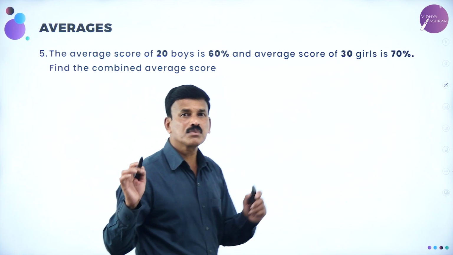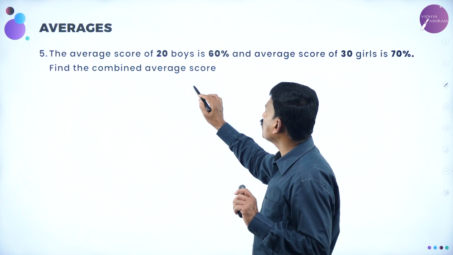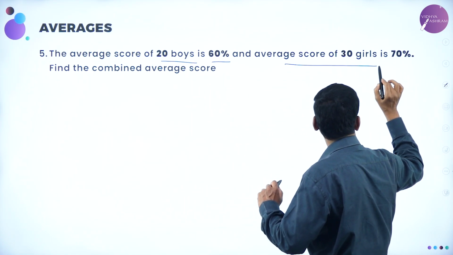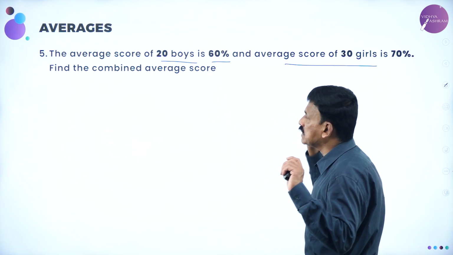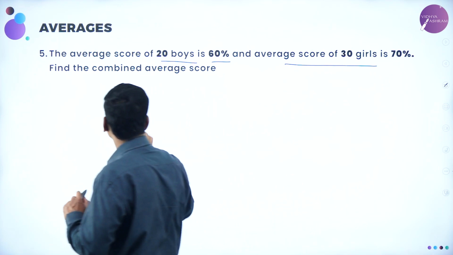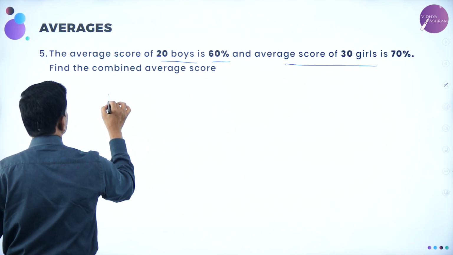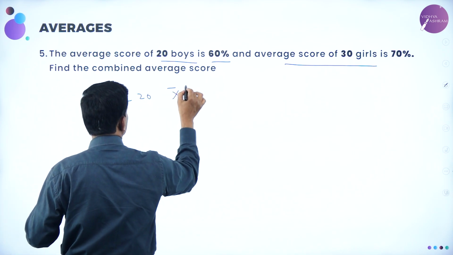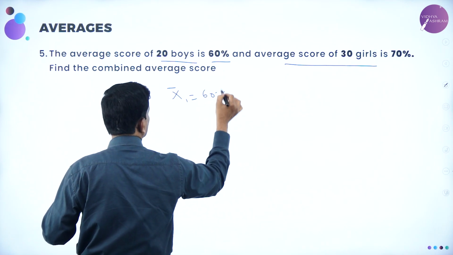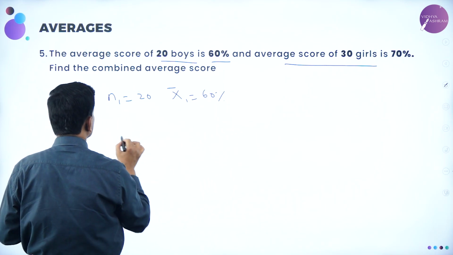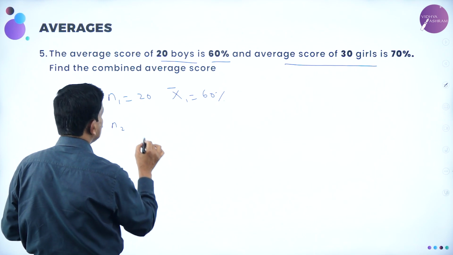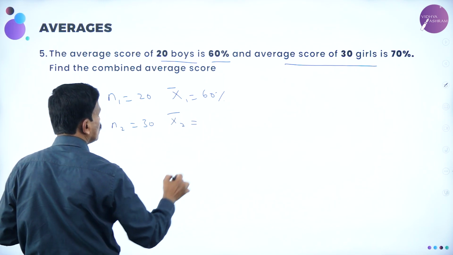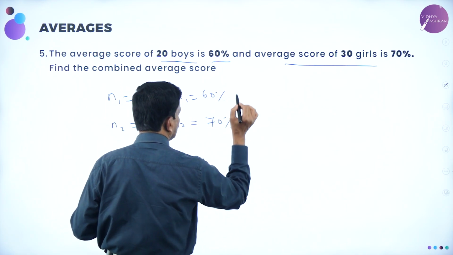Now move on to the next problem. The average score of 20 boys is 60% and the average score of 30 girls is 70%. Find the combined average score. This is a very simple problem. The average score of 20 boys, X1 bar, is equal to 60%. Similarly, for 30 girls, N2 is equal to 30 and the average X2 bar is equal to 70%. This is the given condition.